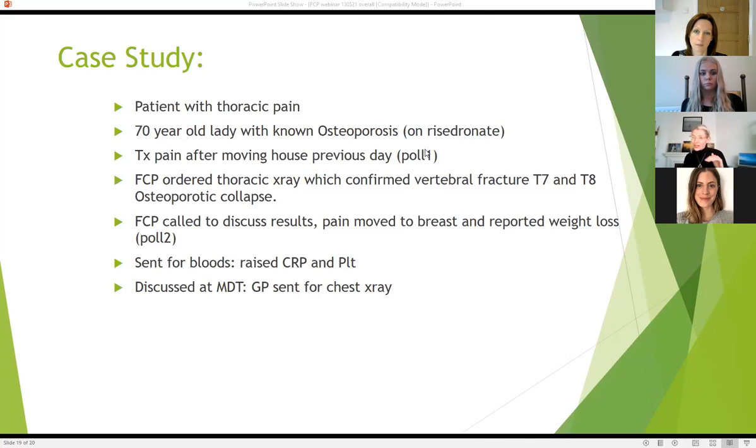So all of those things are so important that you keep on your toes in FCP, because you never know what's going to come through the door. But that is why thoracic pain is always one of those things that gets a flag going for us, and you all identified that really well. So that's great. So we can move on to the second case study, I think.